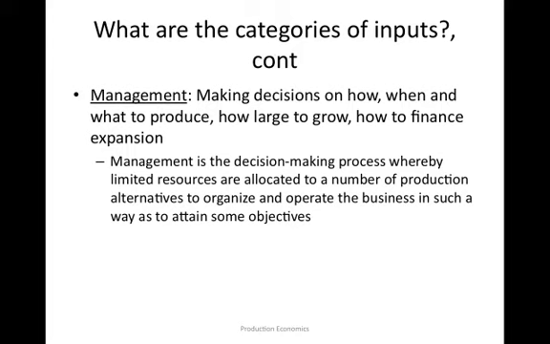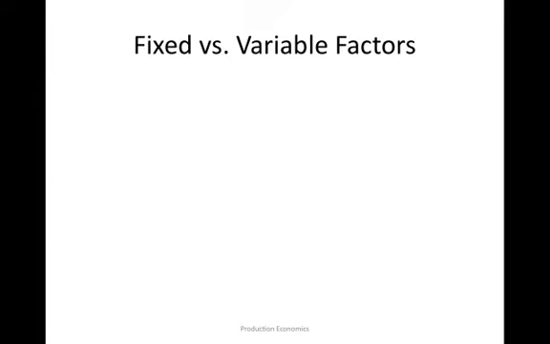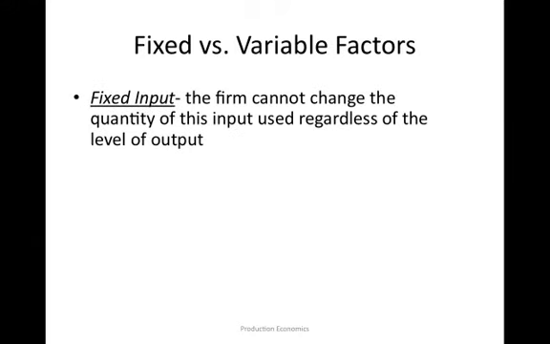Now, so we've got these four categories of inputs. We can actually divide these up in a little more meaningful way when we start recognizing that when we're making production decisions, some of these inputs are fixed at a given point in time. That is, you don't change them and you can't change them, while others you can change. This gets at the notion of fixed versus variable factors. And a fixed input or a fixed factor of production is one that the firm can't change the quantity of regardless of the level of output.